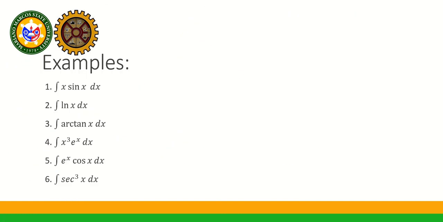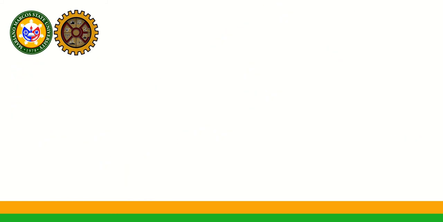The example number 5, the integral of e raised to x cosine x dx. Okay, so number 5, the integral of e raised to x cosine x dx. So, since obviously meron tayong dalawang functions multiplied, apply natin si IBP. So, let u be equal to cosine x, and then du, the derivative of cosine x, is equal to negative sine x dx. So the integral of dv will be equal to the integral of e raised to x dx. V is equal to e raised to x.